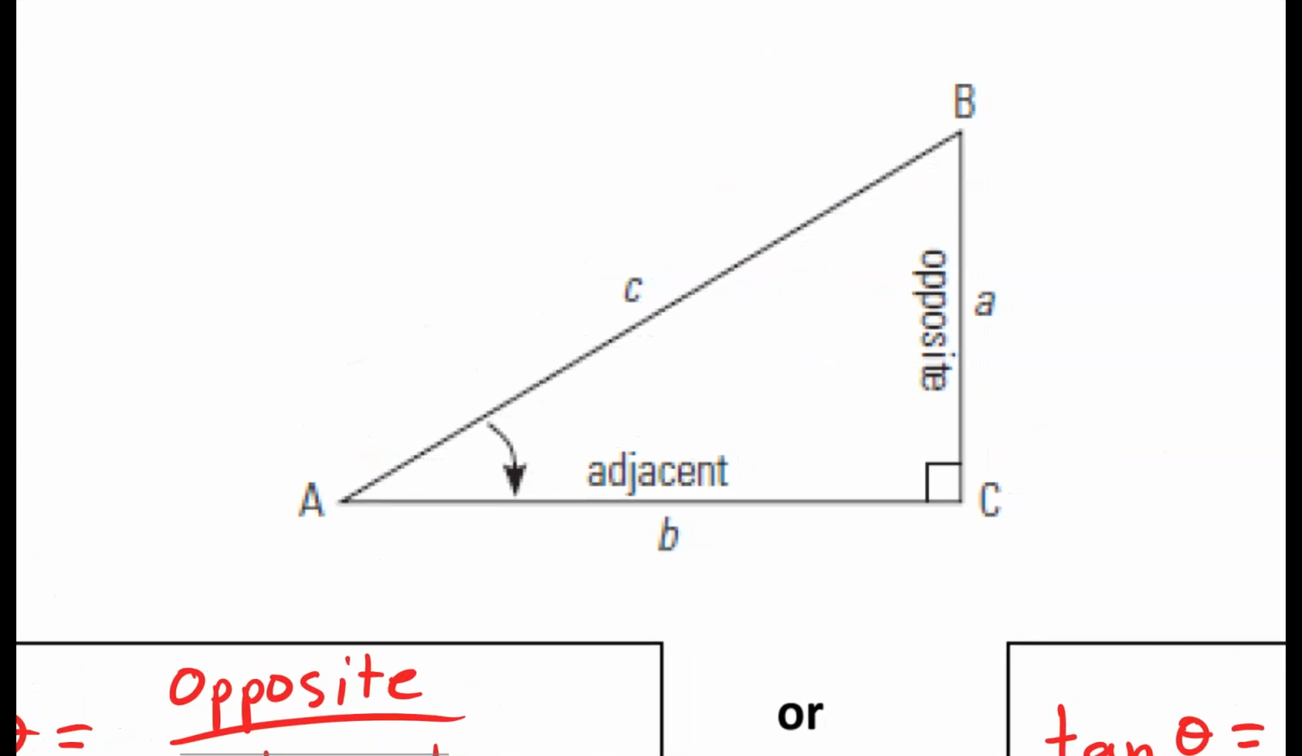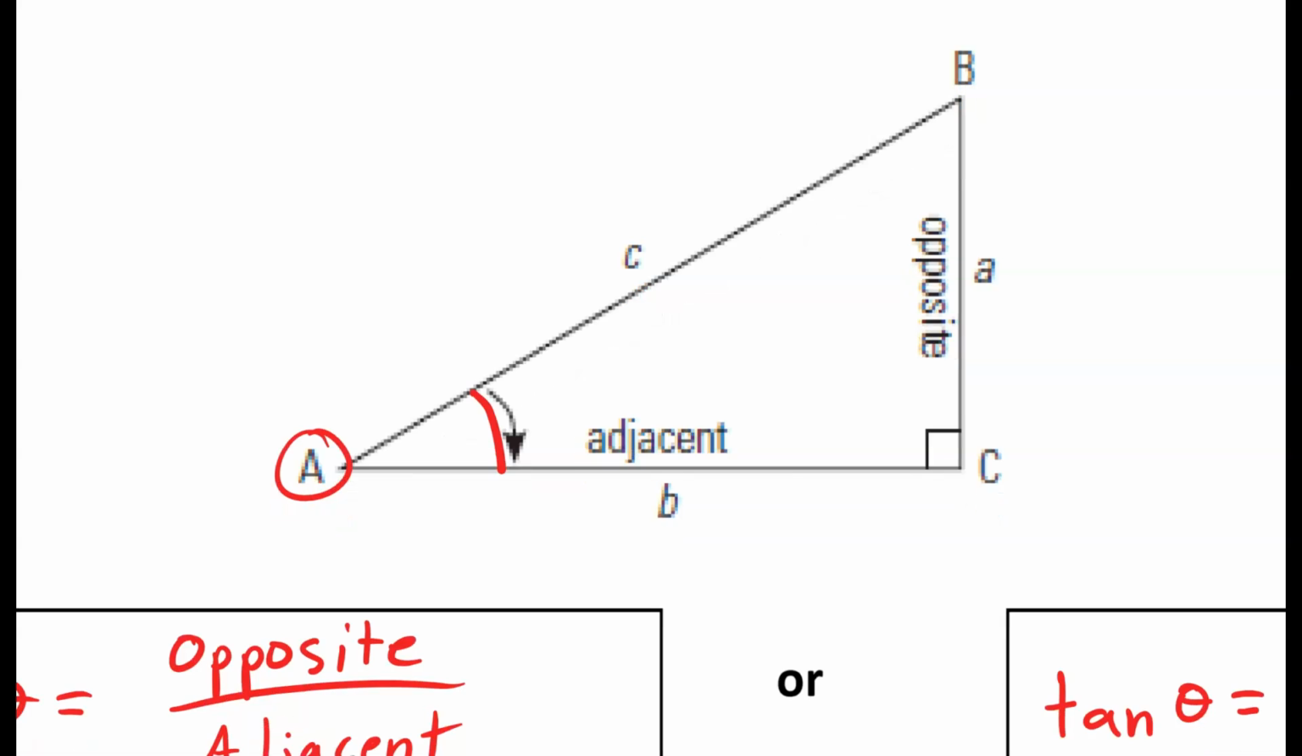Now, this diagram is nicely done for us this time. We can tell that we have an angle right here, so we have angle A. The opposite is going to be right across, and the adjacent is going to be your other leg that is touching it right here. And right here, C would be your hypotenuse, but we're not going to use that when we're calculating using the tangent ratio.